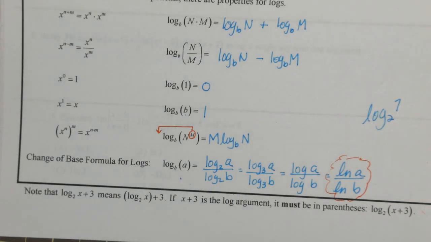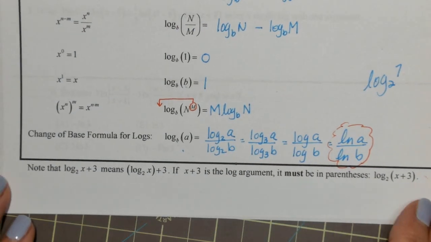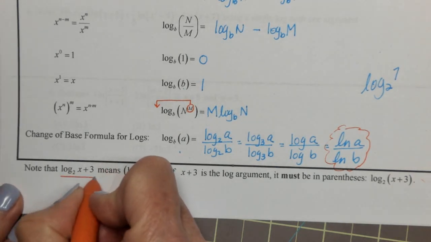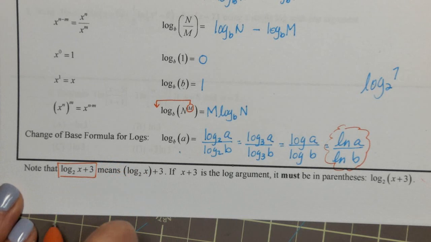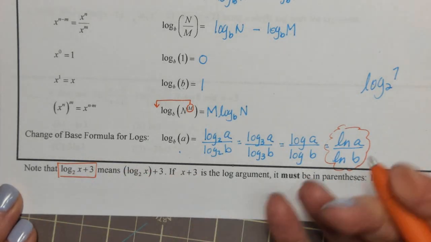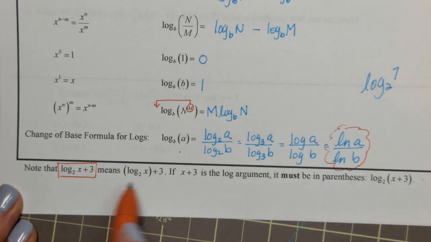Okay. One thing to note about notation, if I see this on your paper, that means log base 2 of x, all plus 3. You're adding 3 to log base 2 of x. If you want x plus 3 to be your argument, you must put it in parentheses like that. Okay?